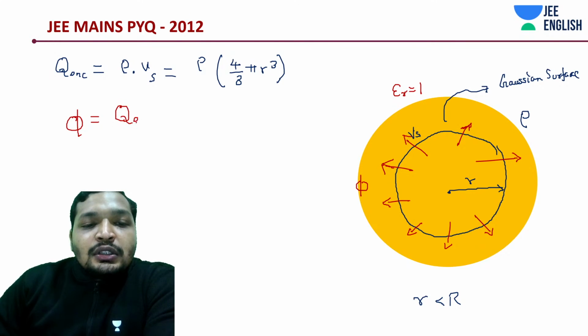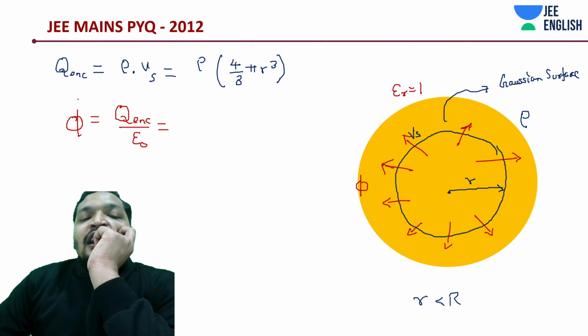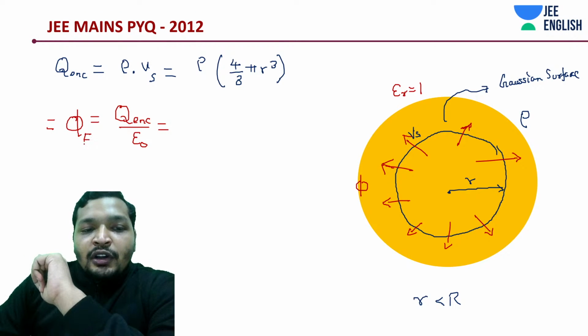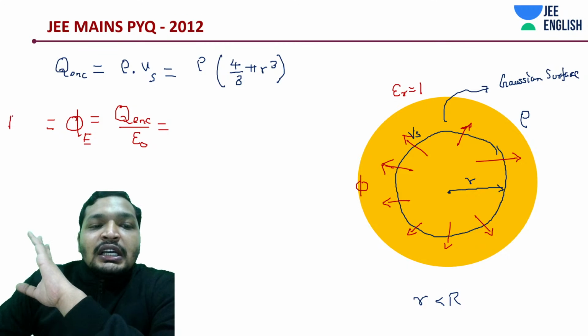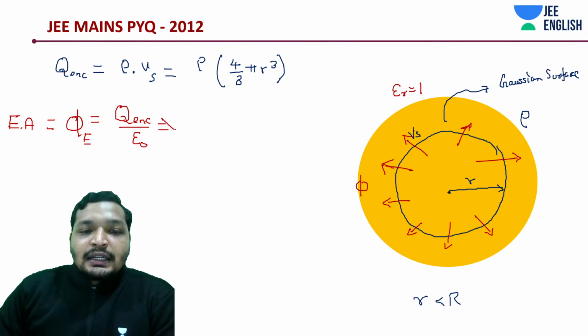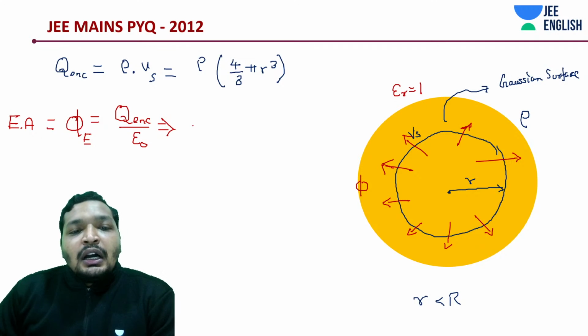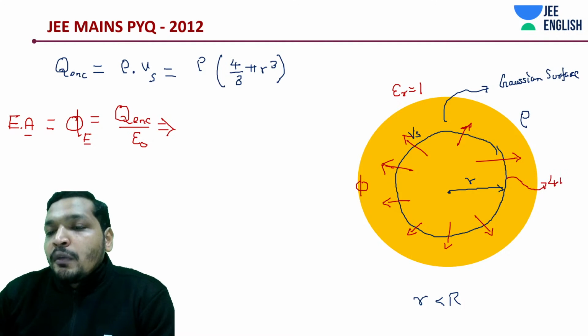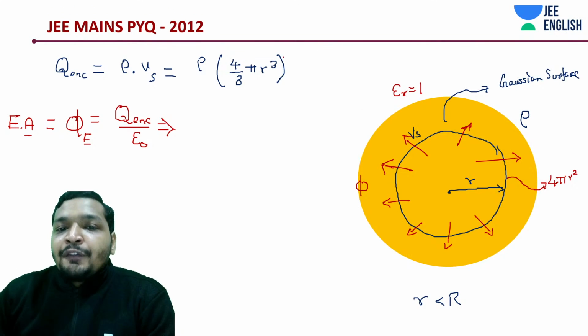So Q enclosed by epsilon naught is equal to, what is flux? Electric field times area. This is electric flux from the Gauss law equation. Easy, simple. Next comes the question, how to solve this. We need to work around the area. What is the area of this enclosed surface? 4 pi r square.